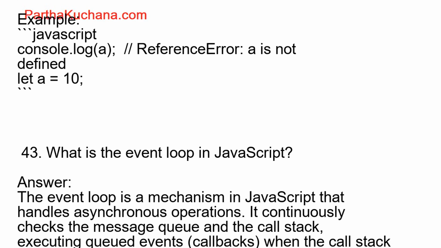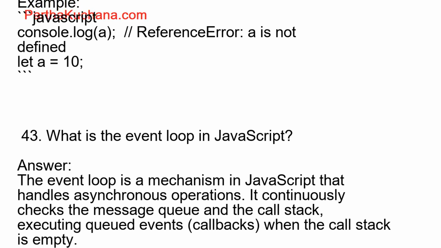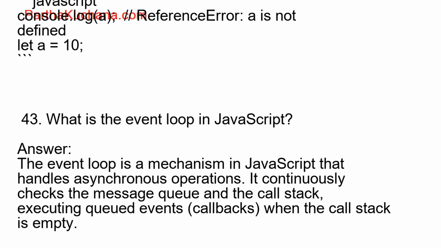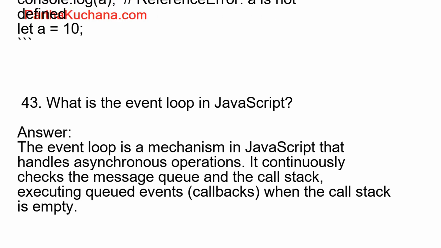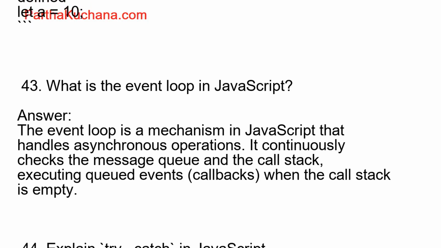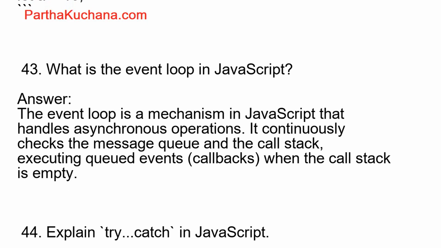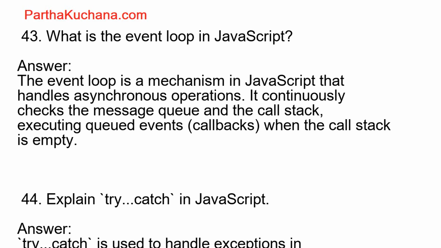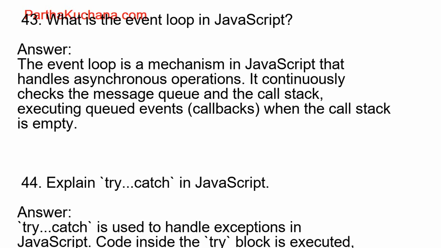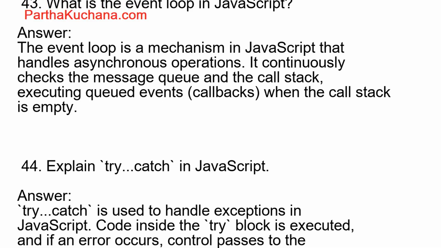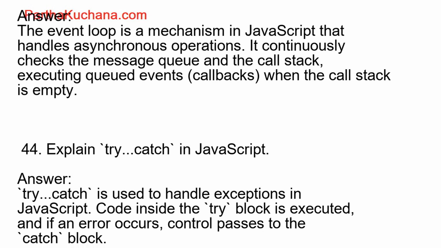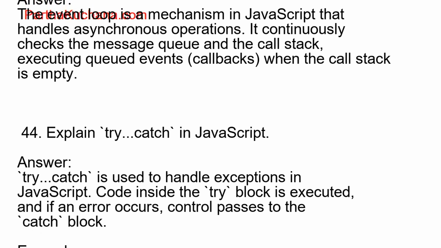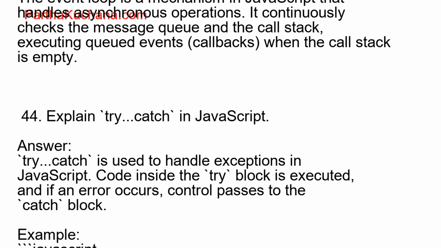46. What is hoisting in JavaScript? Answer. Hoisting is a behavior in JavaScript where variable and function declarations are moved to the top of their scope before execution. This means you can use functions and variables before they are declared. Example, JavaScript. console.log(hoisted); // outputs undefined due to hoisting. var hoisted = I am hoisted.